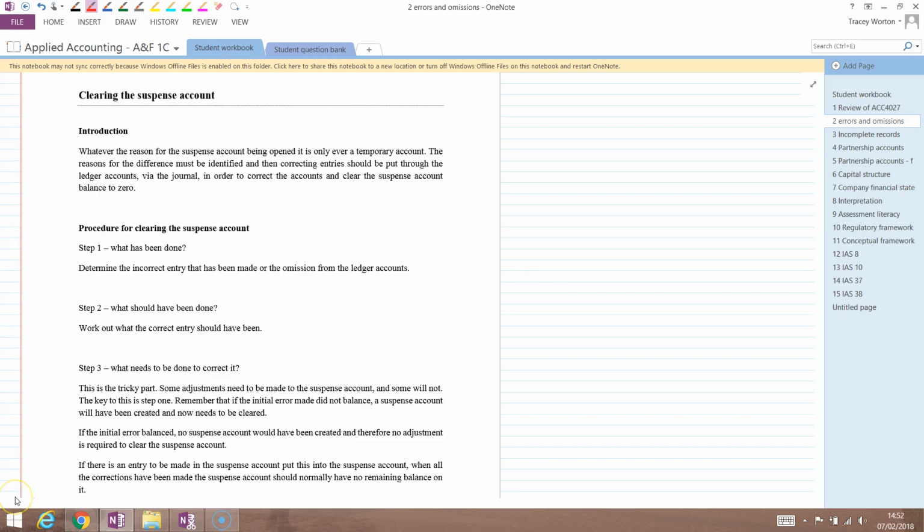and it will need to be corrected. So once we have a suspense account opened, regardless of why it was opened, it's only ever going to be a temporary account, and we do need to investigate why there is a difference, identify the error and find out what has happened. It then needs to be corrected, and we're going to correct that via a journal. The suspense account needs to be cleared back to 0.